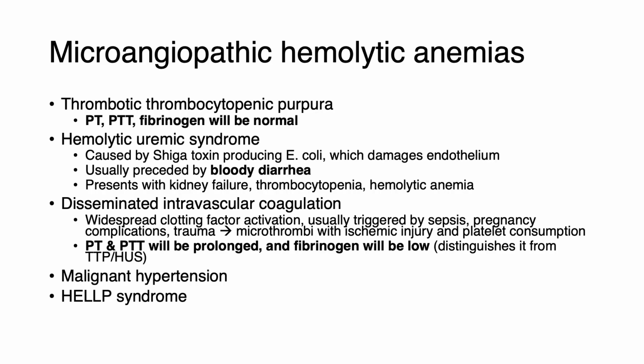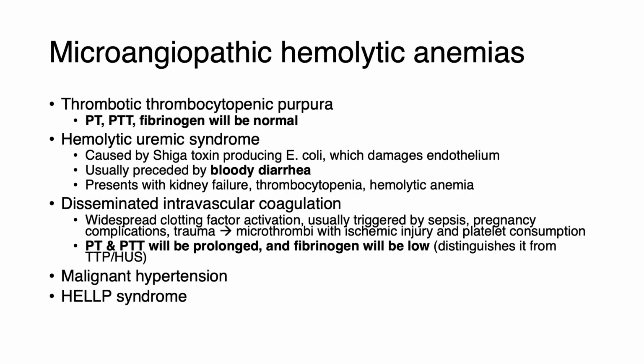Important to remember with TTP that your coag studies are going to be normal. So check your PT, PTT, and fibrinogen levels. That can help you distinguish TTP from DIC. In DIC, you're going to have widespread activation of the clotting cascades. You're going to consume clotting factors, and so your PT and PTT will be prolonged, and your fibrinogen will be low.